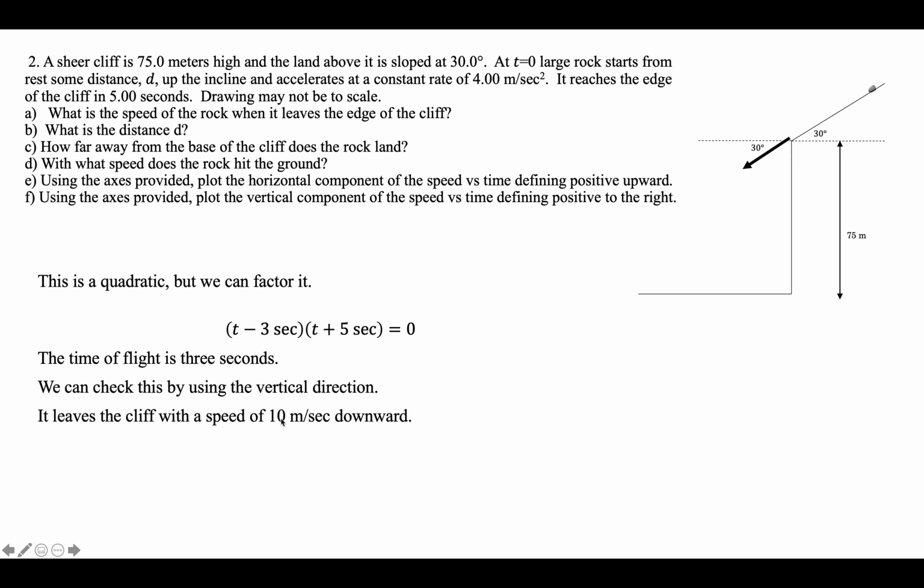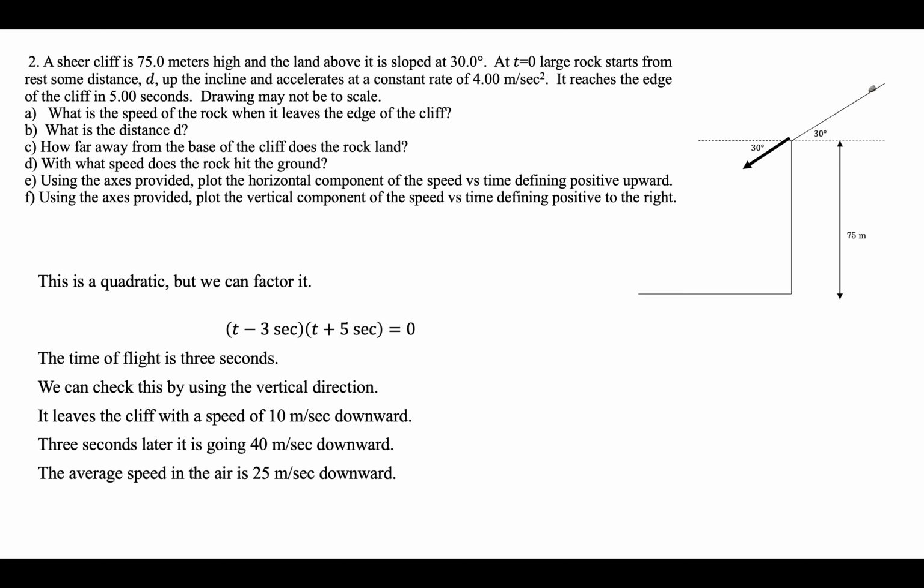It leaves the cliff 10 meters per second downward, and it's in the air for 3 seconds. 3 seconds later, it's going 40 meters per second downward because gravity changes the speed by 10 meters per second each second in the vertical direction. The average of 40 and 10 is 25. You add them up, you get 50 meters per second. Divide by 2, 25 meters per second. If you travel 25 meters per second for 3 seconds, you go 75 meters, and that's the right distance.